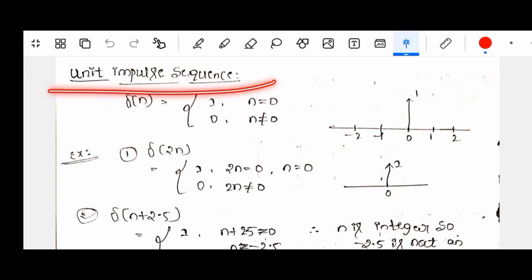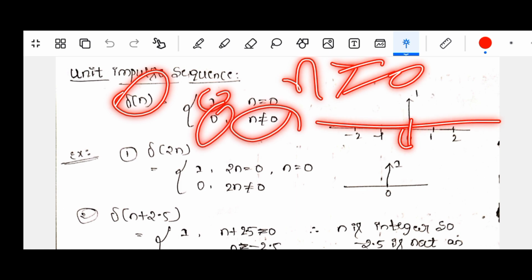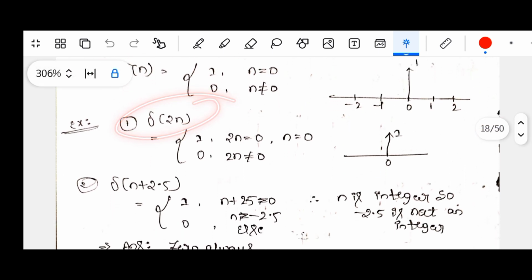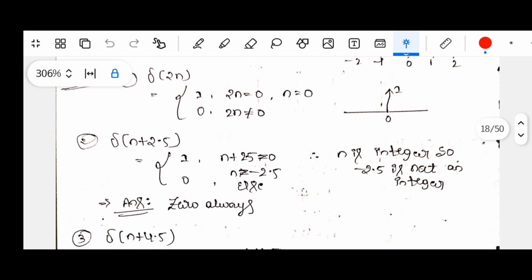Let's look at the unit impulse sequence. Delta of n will be 1 when n is equal to 0. It is 0 when n is not equal to 0. So this is the plot. At 0, it will be 1. Let's take some examples. Delta of 2n: when 2n is 0 it will be 1. Otherwise, when 2n is not 0, it will be 0.